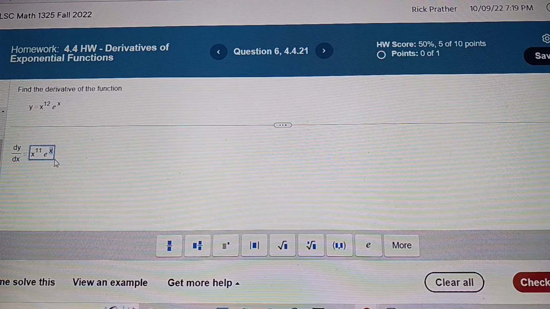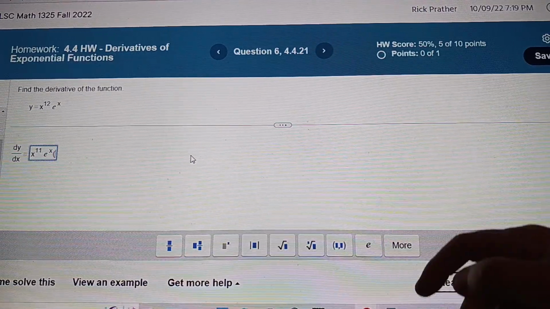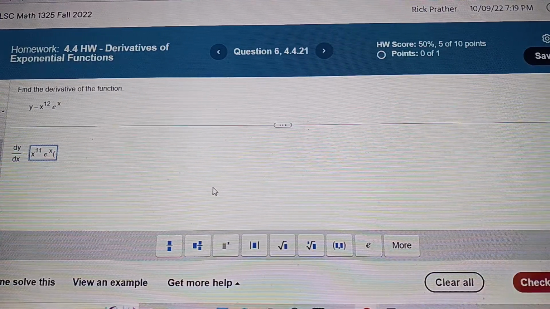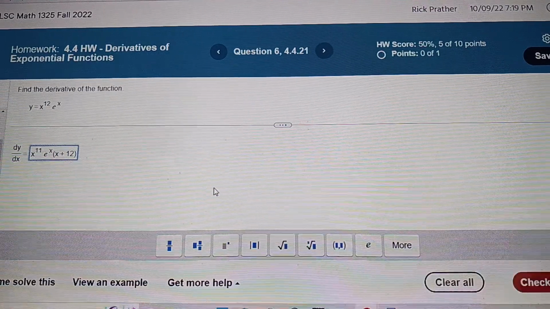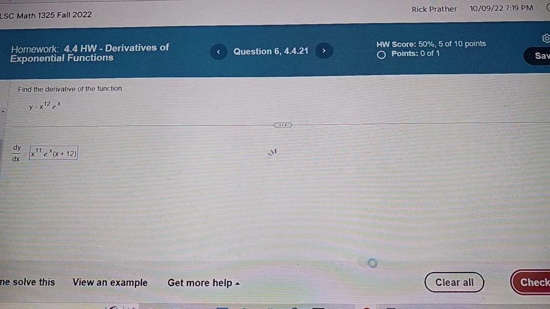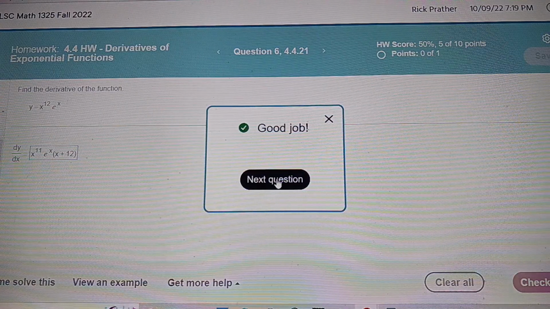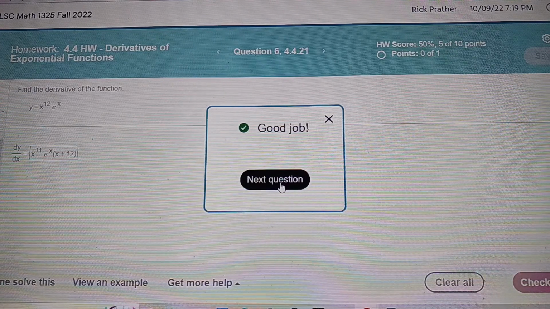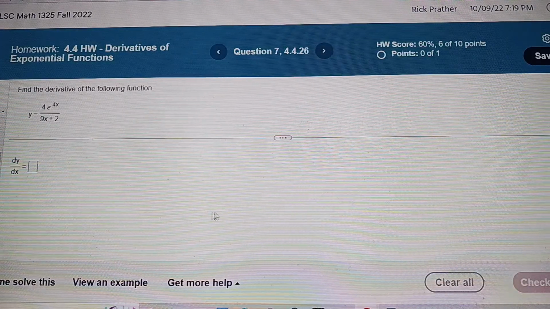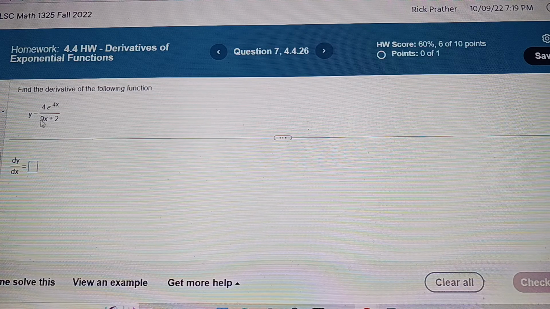E to the x, notice the x up in the exponent. So then right arrow to get out of the exponent, parenthesis. And what did I have? I had x plus 12. That was a good example of the product rule, while inside the product rule we had an exponential to do, although exponentials are easy.